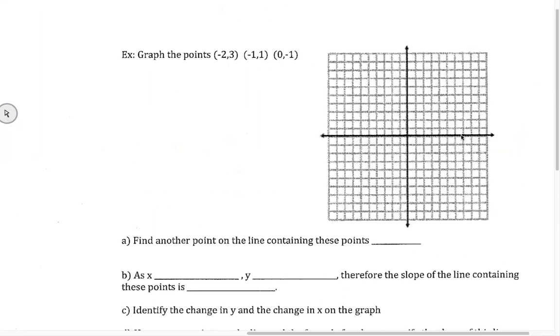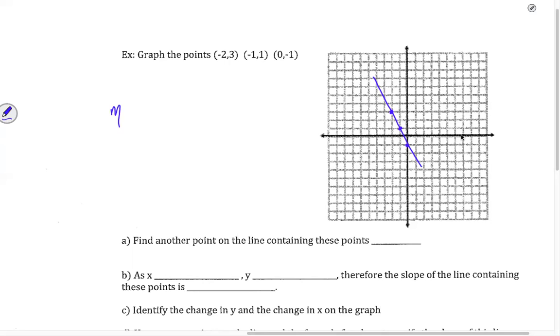So let's go over here and let's talk about this. We have graph the points (-2, 3), (-1, 1), and (0, -1). So in this case, (-2, 3) is right there. (-1, 1), well, that's right there. And (0, -1), it's right there. Now, if I'm looking at this, I am noticing that my line is going down. It's going down. So let's do all the work here.